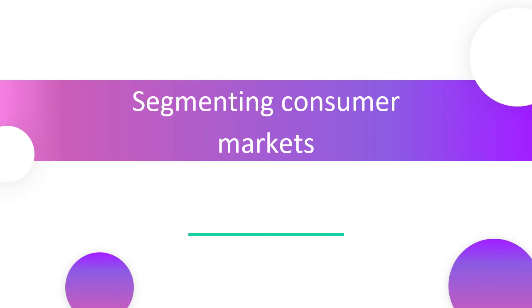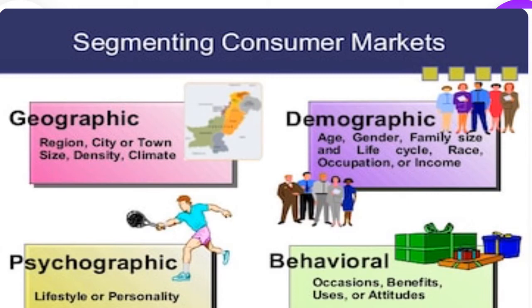And the next topic is segmenting consumer markets. Consumer markets are segmented based on these four things. The first one is geographic segmentation. Here, dividing the market into geographical units, which can be divided into nations, states, regions, countries, cities, or neighborhoods.